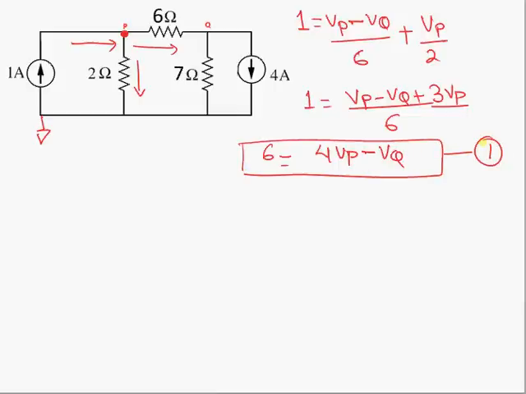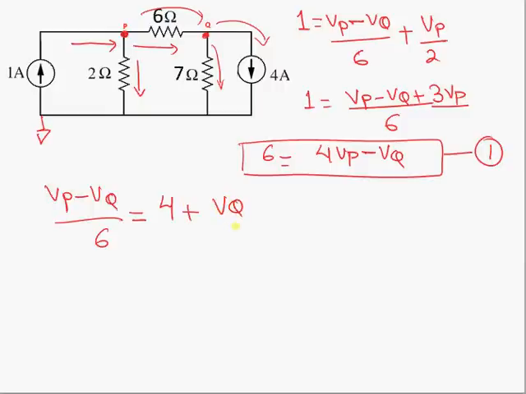Now let's analyze node Q. At node Q, again, the current coming into this node is equal to the current going out of this node. So Vp minus Vq divided by 6 equals 4 amps plus Vq over 7.